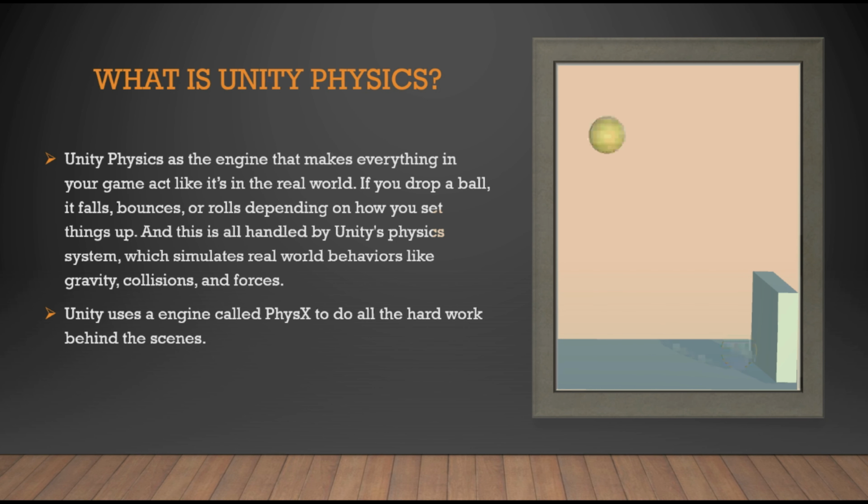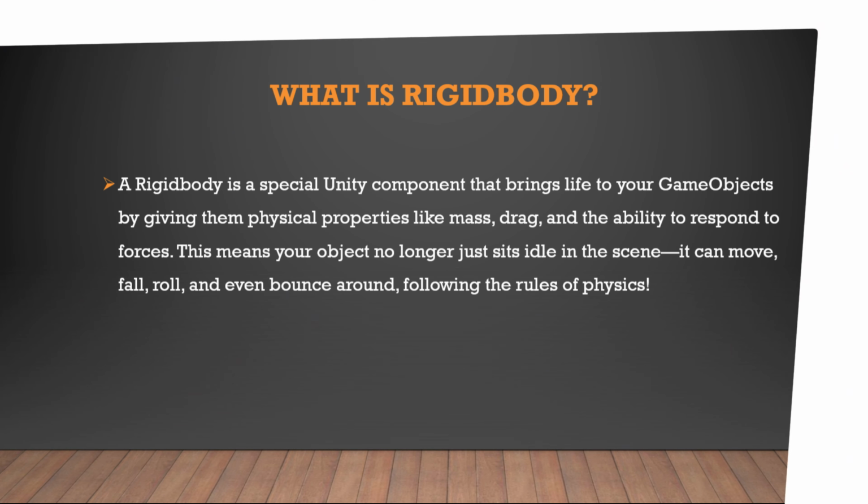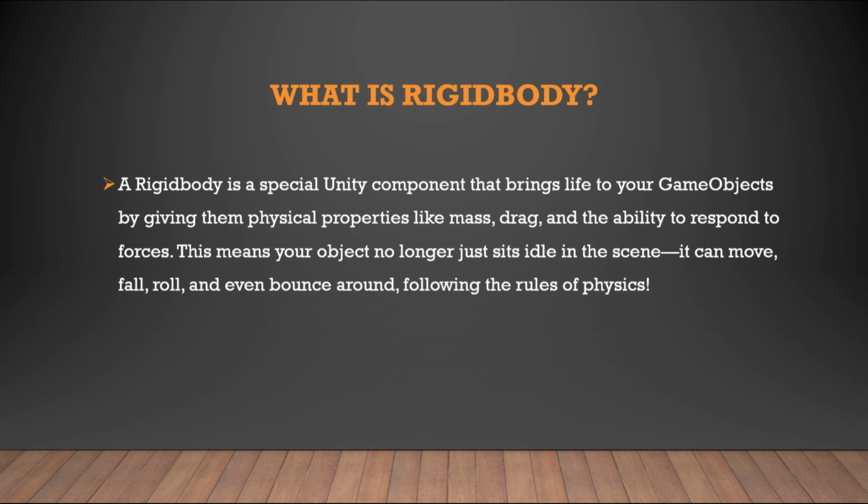Okay, next up, let's talk about rigid body and colliders. A rigid body is a special Unity component that brings life to your game objects by giving them physical properties like mass, drag, and the ability to respond to forces. This means your object no longer just sits idle in the scene. It can move, fall, roll, and even bounce around, following the rules of physics.